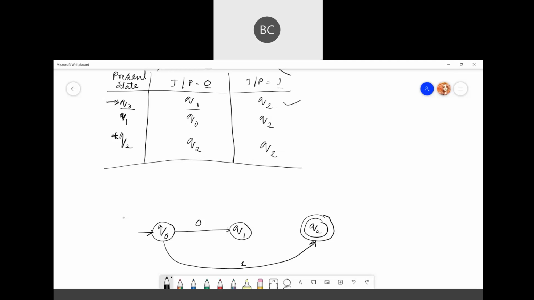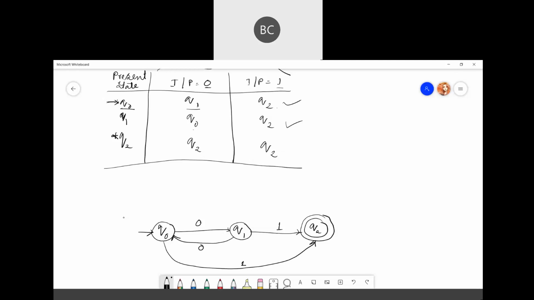For Q1, if it takes input symbol 0, it moves to Q0. That means from Q1, if I take 0, it goes to Q0 again. Now for Q1, if the input symbol is 1, it goes to Q2. So for Q1, on 0 it goes to Q0, and on 1 it goes to Q2. Okay, this row is done too.